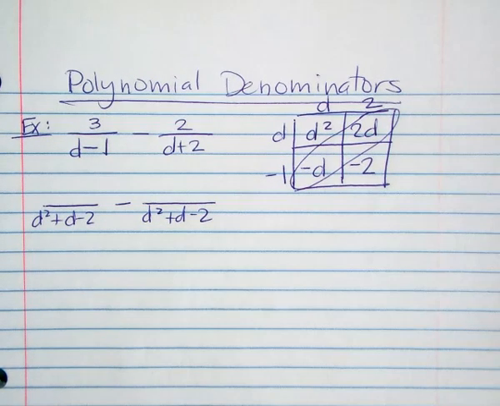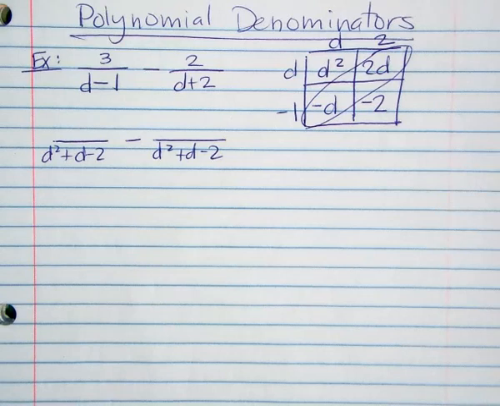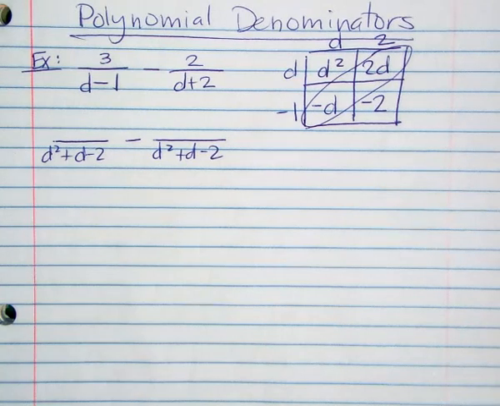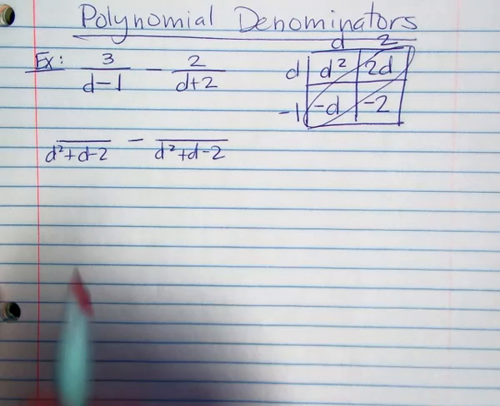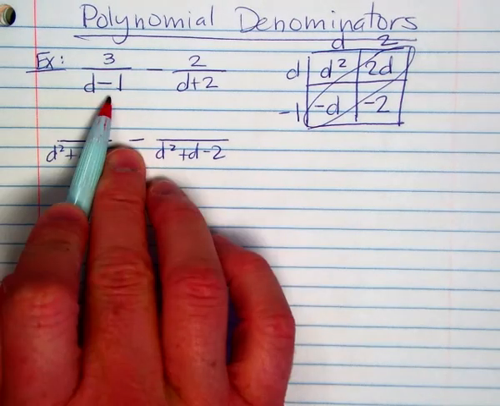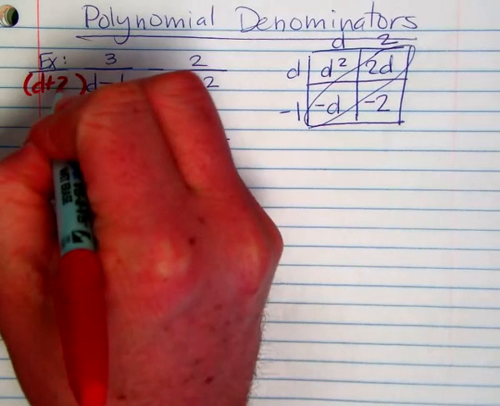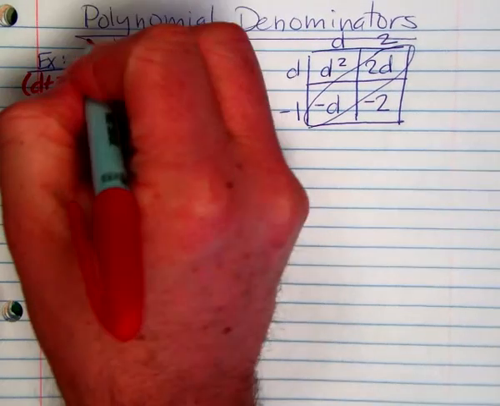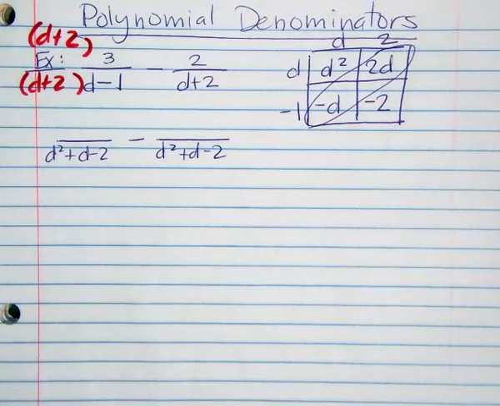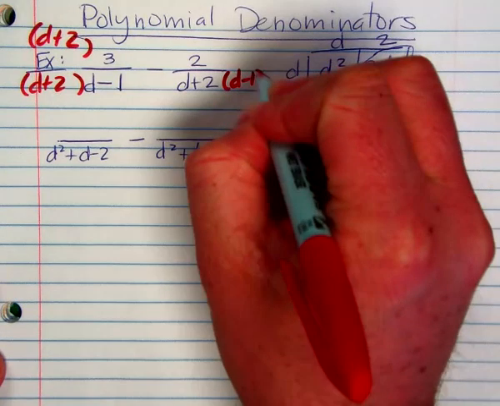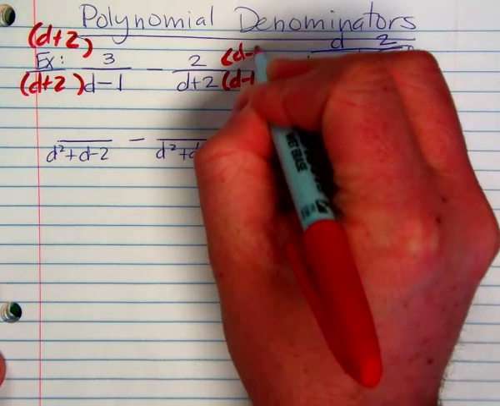Unfortunately, because I did this to get my denominators, I have to do the same process to get my numerators also. Remember, we talked about earlier rules of fractions. Whatever you do to the denominator, you also do to the numerator. If I took d minus 1 and multiplied it with d plus 2, I have to do the same thing on the top. Whatever you do to the denominator, you do to the numerator. If I took this d plus 2 and multiplied it with d minus 1, I have to do the same thing on the top.